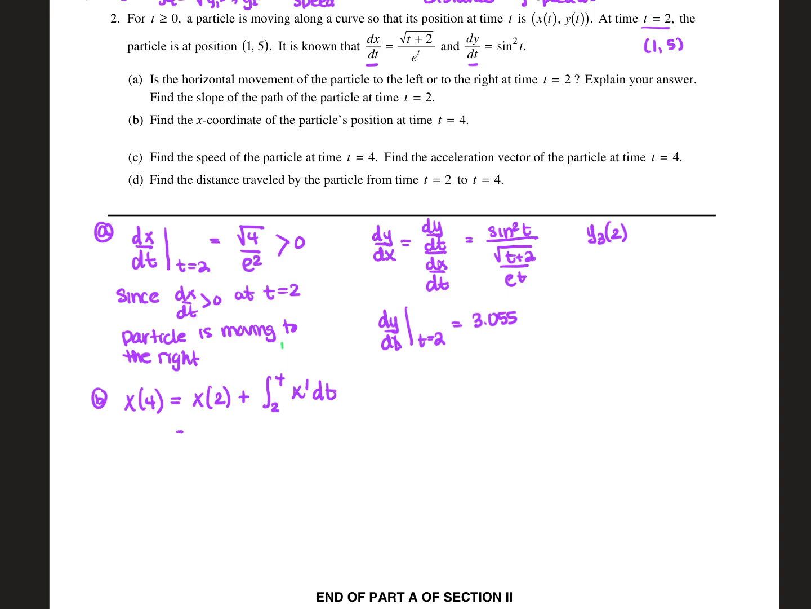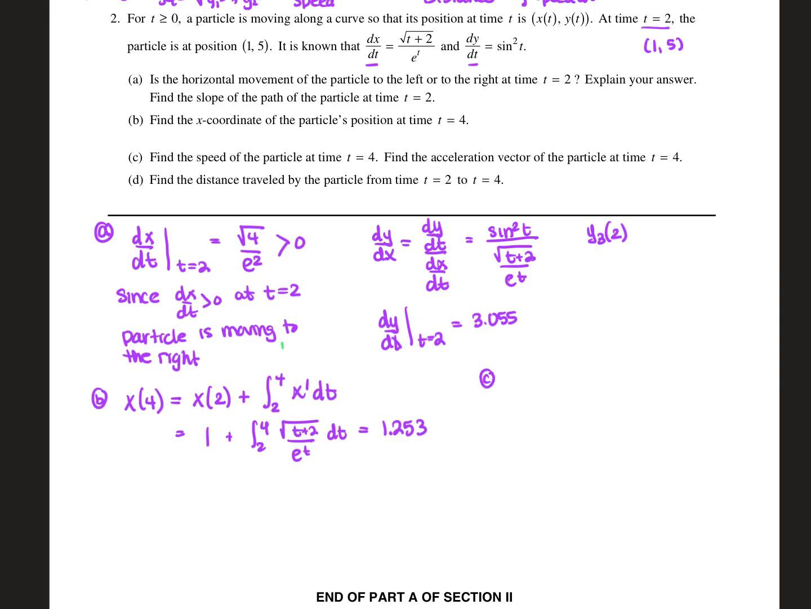So for us, the x-coordinate at 2 was equal to 1, and then we're going to integrate the square root of t plus 2 over e to the t. And again, in my calculator, I would do 1 plus the integral from 2 to 4 of y1, and we get 1.253.